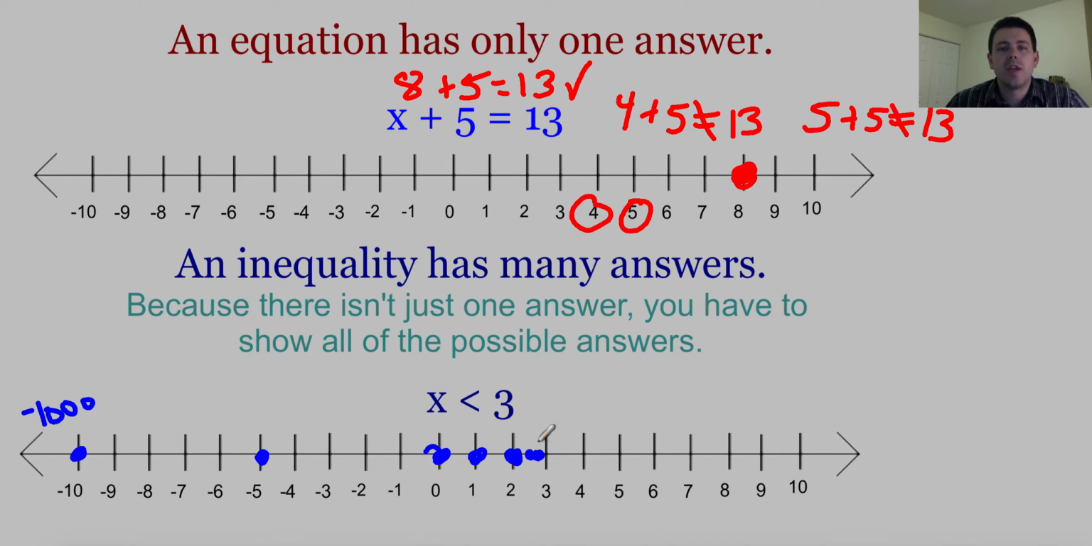So the big part for today is that an inequality has a lot of answers. It has a lot of solutions. In fact, in some cases, it has an infinite number of solutions. So we're not just looking for one answer anymore. We're looking for what range of numbers would make this inequality true.